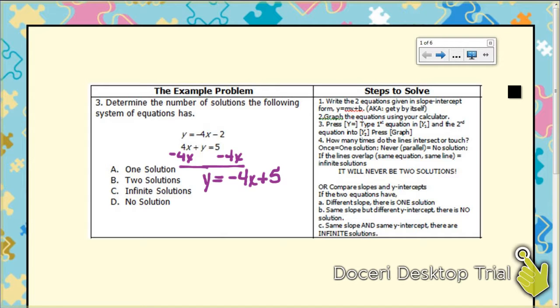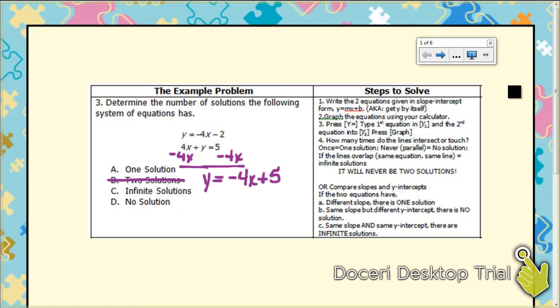If you have a system of equations and it's just two linear equations, two solutions is not an option. It's not something we've even talked about. So that's the first thing you should do: cross that answer choice off. It can't be an answer. You can also just compare the slopes and y-intercepts. If the equations have different slopes, then there's only one solution. If they have the same slope but a different y-intercept, then there's no solution. And if everything's the same, same slope, same y-intercept, they're infinite. But we're going to use our calculator.